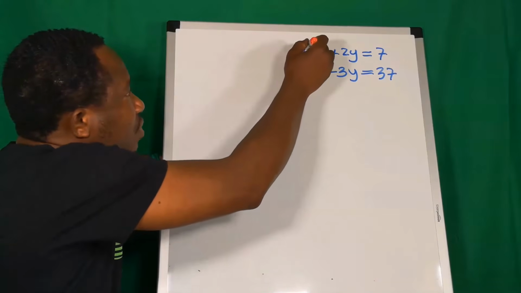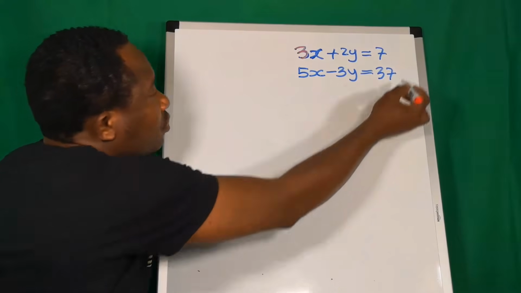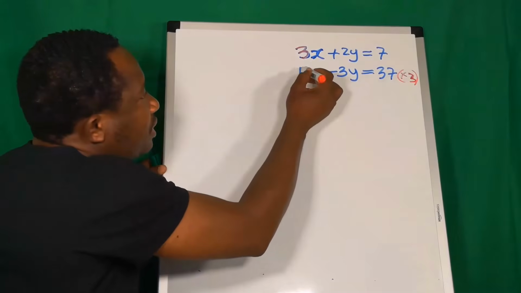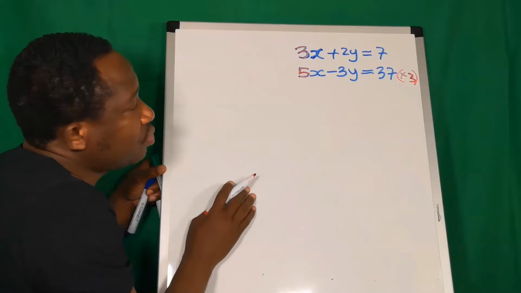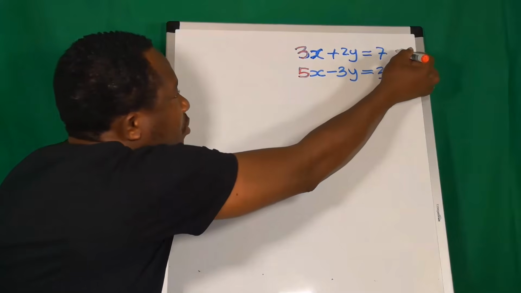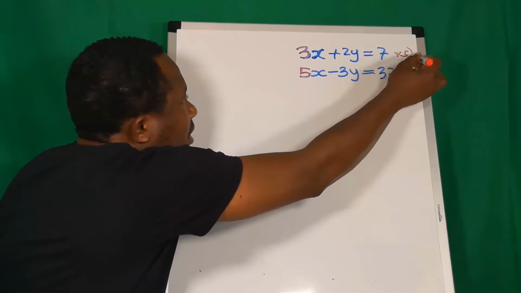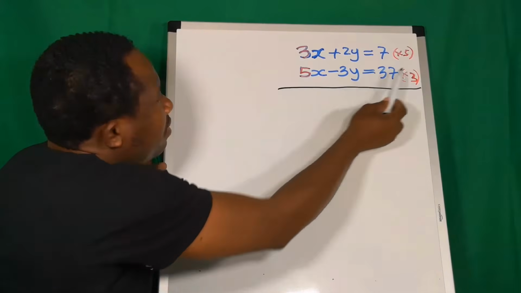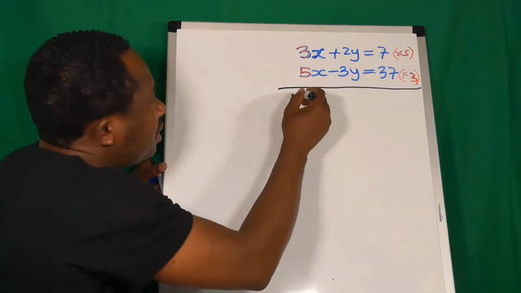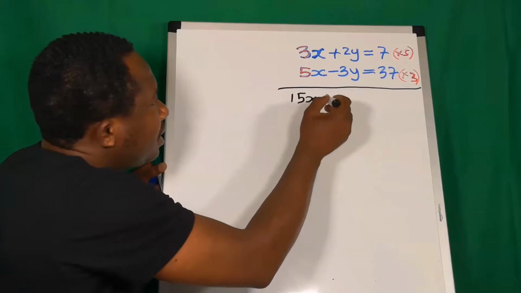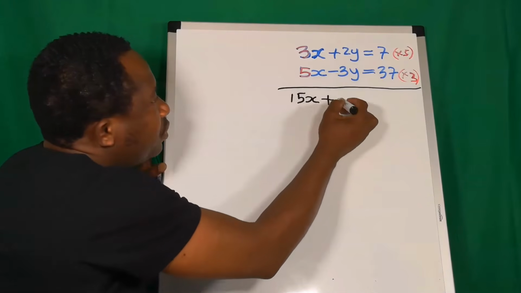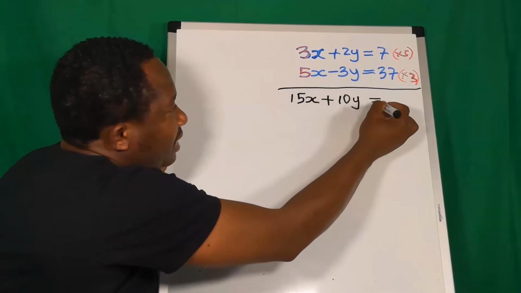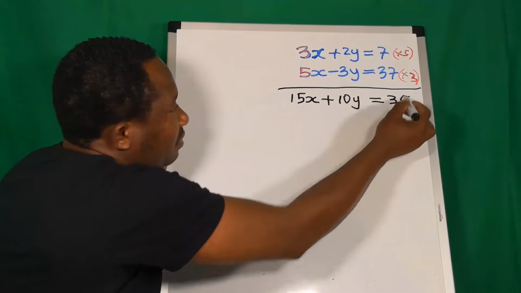I will take the coefficient of x, which is 3, and multiply everything in equation 2. I will take the coefficient of x here in equation 2, which is 5, and multiply everything in equation 1. Next, I will draw a line. 5 multiplied by 3 will give you 15x. Next, 5 multiplied by 2 will give you 10y. Next, 5 multiplied by 7 will give you 35.